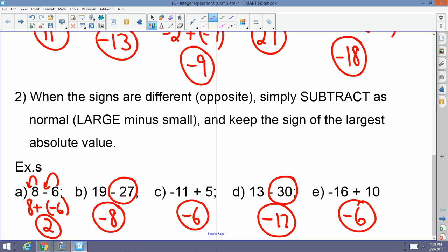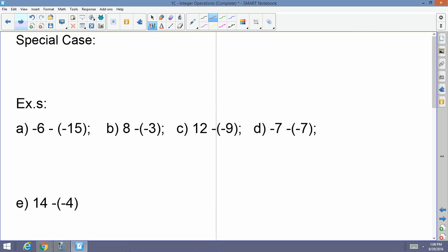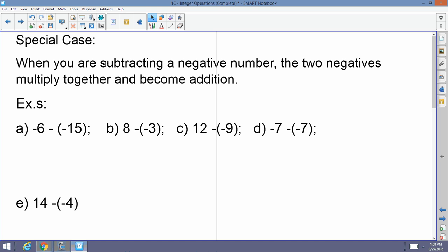Awesome. Okay, now we got a special case. And the special case states that when you're subtracting a negative number, the two negatives multiply together and become addition. Again, we're always adding really in the end. It's just a matter of if we're adding positive or negative integers.